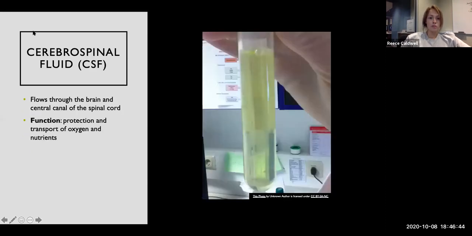Then we have cerebrospinal fluid, which we'll look at more when we get to the brain. It is a fluid that flows through the brain and the central canal of the spinal cord to help with protection and mainly transport of oxygen and nutrients. So it's what helps the spinal cord and brain stay alive. It transports the oxygen and nutrients throughout.